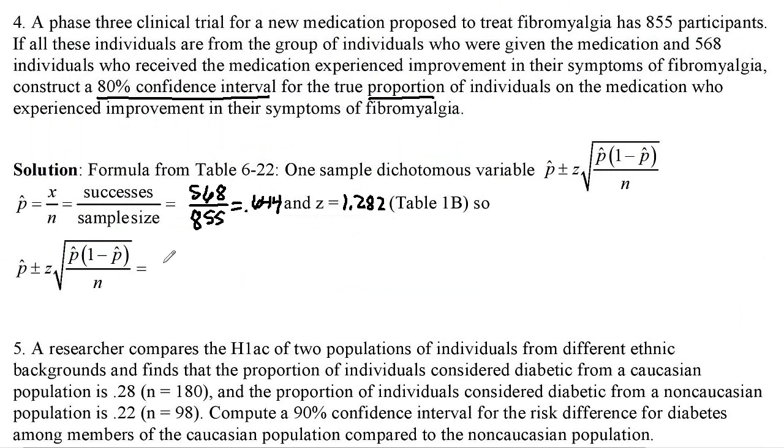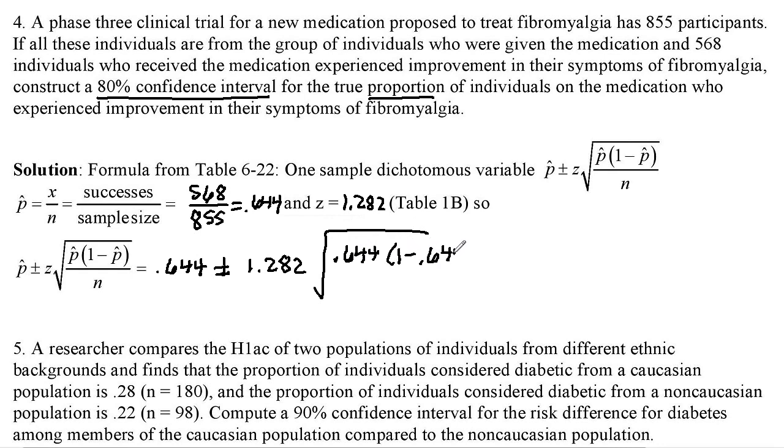And so now let's do our plugins here. So 0.644 is our p hat out in front, right there, plus or minus. Our z-value is the 1.282, and then square root the 0.644, and then times 1 minus that 0.644. That's probability of failure. So it's probability of success, probability of failure, and then we're dividing by that whole sample size, which is our 855.